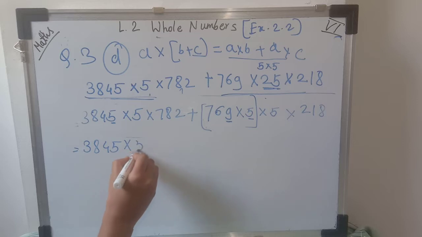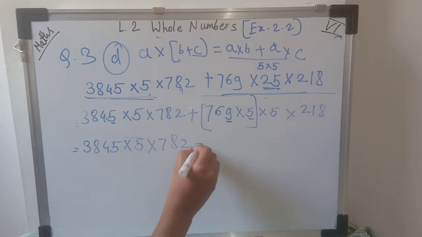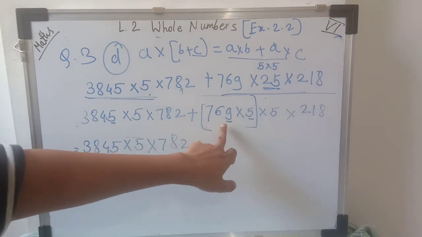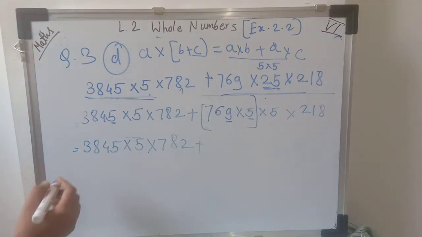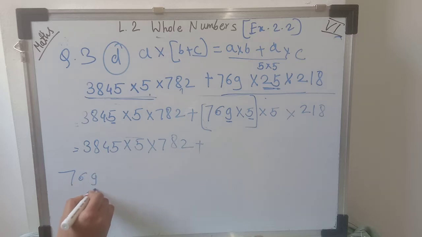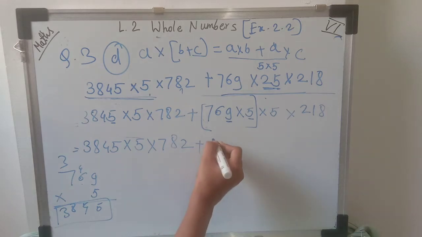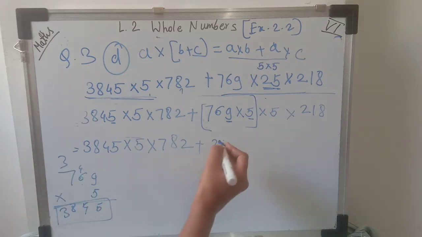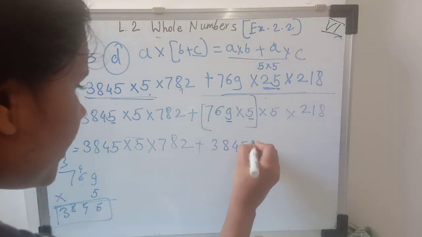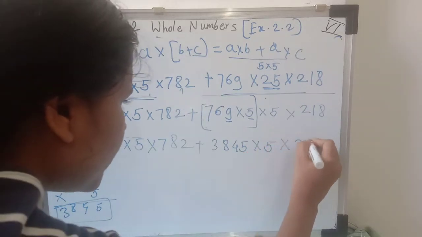3845 multiply by 5 multiply 782 plus, the multiplication of these two numbers I'll do here: 769 multiplied by 5. 5 nines are 45, 4 will come here. Now 5 sixes are 30, 30 plus 4 is 34, 3 will come here. 7 fives are 35, 35 plus 3 is 38. See, we got the same answer, 3845. So 3845 multiplied by 5 multiplied by 218.